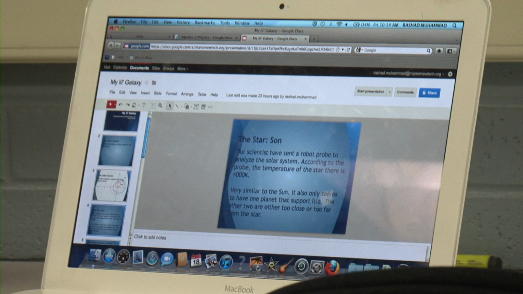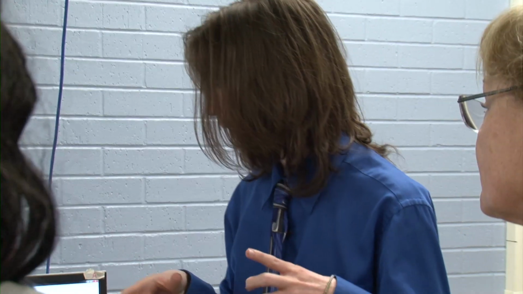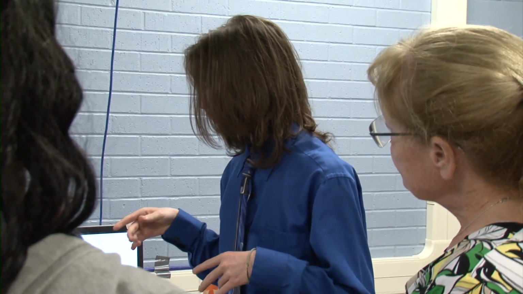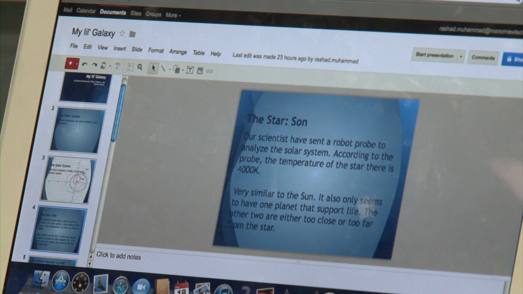This is our star. We sent a robot from this planet, Earth, light years and light years away to observe this solar system. And so far we found out that the star is very similar to the star we have here, that it has the ability to support life, and it has quite a few more years to live. Like, it's not going to explode anytime soon.